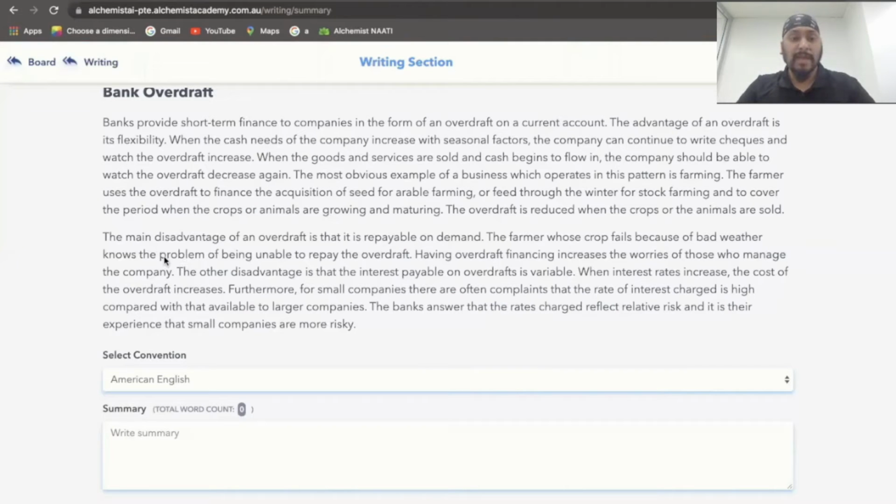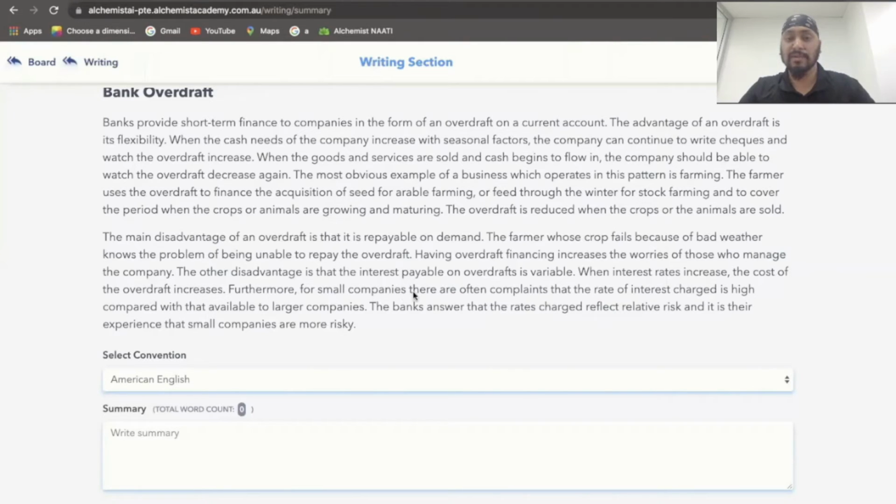The main disadvantage of an overdraft is that it is repayable on demand. The farmers whose crop fails because of bad weather know the problems of being unable to repay the overdraft. Having overdraft financing increases the worries of those who manage the company. The other disadvantage is that the interest payable on the overdraft is variable. Okay, the other disadvantage, we'll think about this. When the interest rate increases, the cost of the overdraft increases. Okay, that makes sense because that's the explanation.